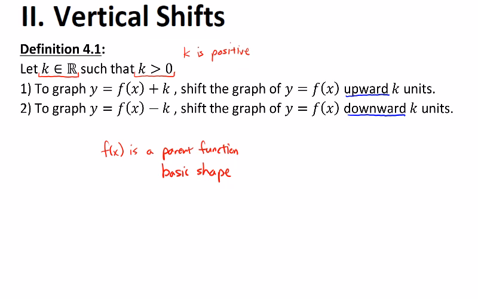So it tells us here with the first statement that y is equal to f of x plus k. So if I take my basic shape and I add this positive real number, that is going to cause me to shift upward. Now, on the contrary, if I take a very similar equation, y equals f of x minus k. So again, I'm taking that basic shape, but this time I'm going to subtract the real number. And if I do that, that's going to cause me to shift the entire graph downward.